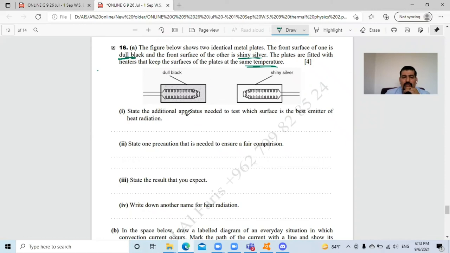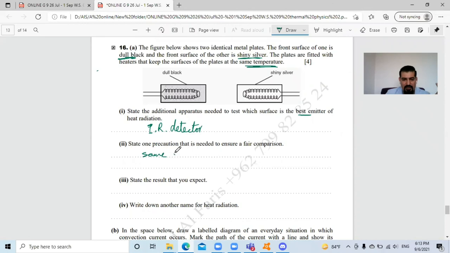State the additional apparatus needed to test which surface is the best emitter of heat radiation. Who can tell me? What's the apparatus that I will use to detect the heat radiation? What do we call it? Infrared detector. Yes, we call it infrared detector. Or you can say thermometer, okay? Or thermocouple, okay?